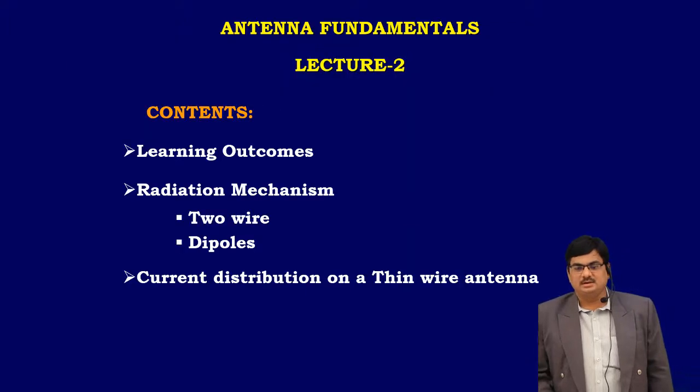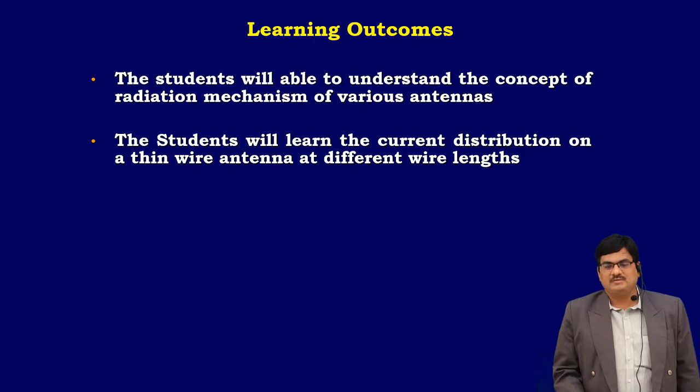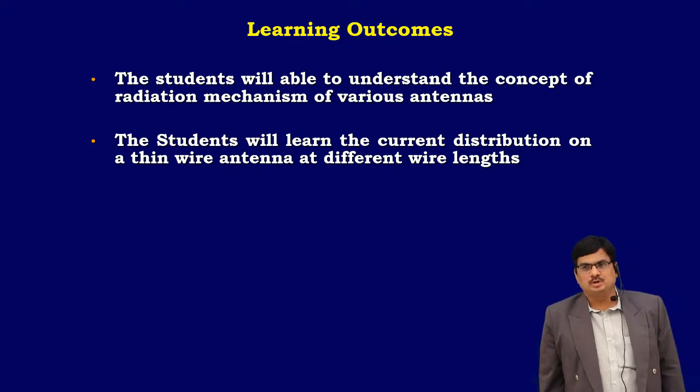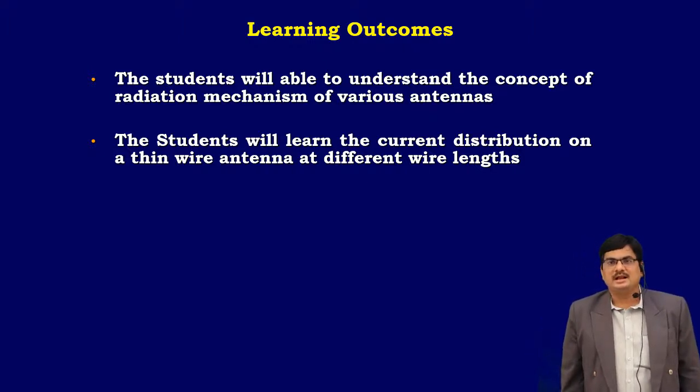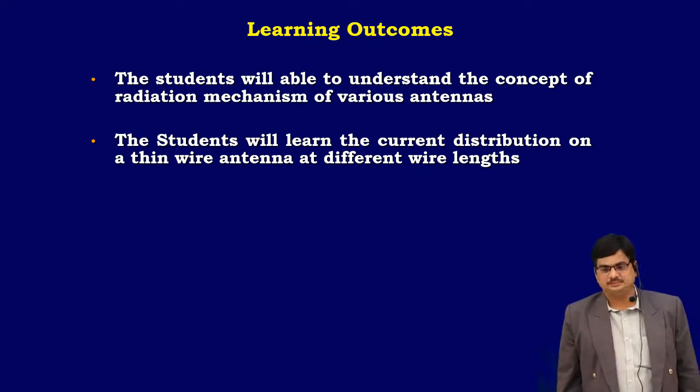So the main contents are learning outcomes, the radiation mechanism in a two-wire dipole, as well as the current distribution of a thin wire antenna at different lengths and different times. After completion of this topic, the student will be able to understand the concept of radiation mechanism in various antennas like the two-wire antenna and the half-wave dipole, and also learn the current distribution on a thin wire antenna at different wire lengths.